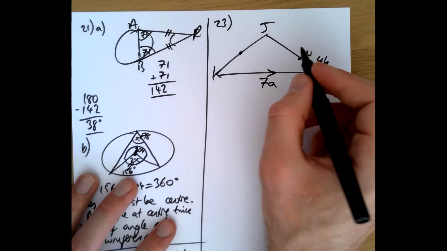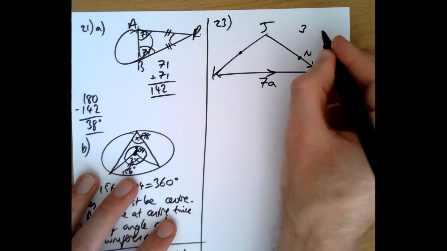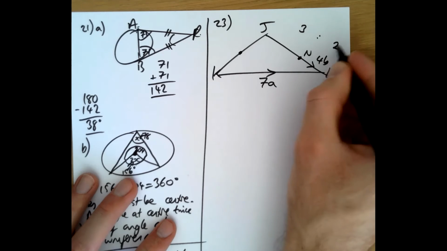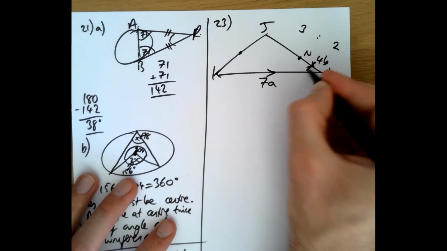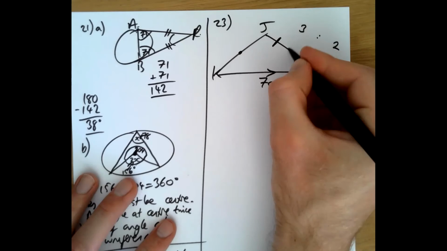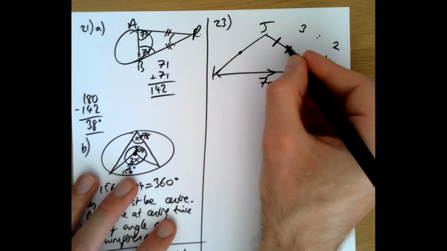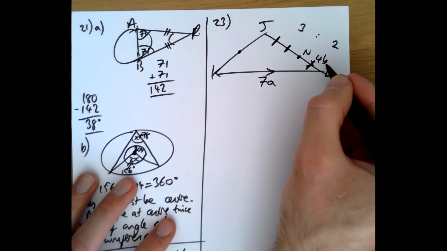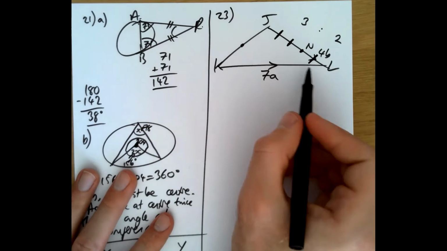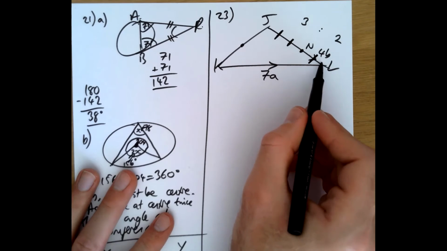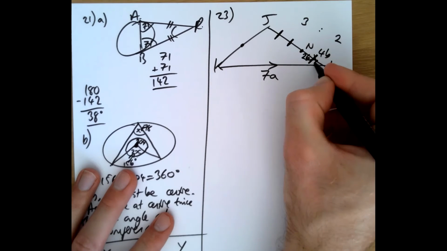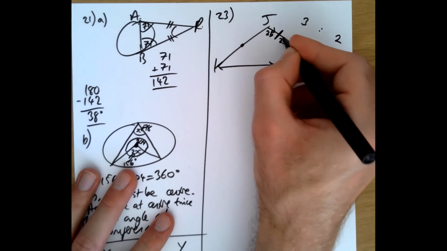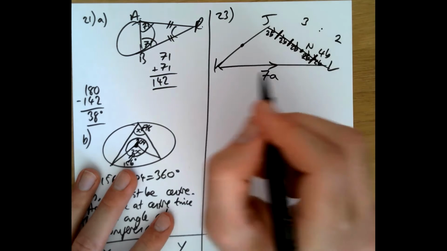J to N is 3 parts and N to L is 2 parts. So overall, this bit here is 2 parts. So I'm going to split that into 2, and this one is 3 parts. So we've got 1, 2, 3, 4, 5. So overall, we've got 5 parts. Now I'm told that between N and L is 4B, and that represents 2 parts. So I can write each part must be 2B. Okay, and that's going to help me, presumably later in a question.